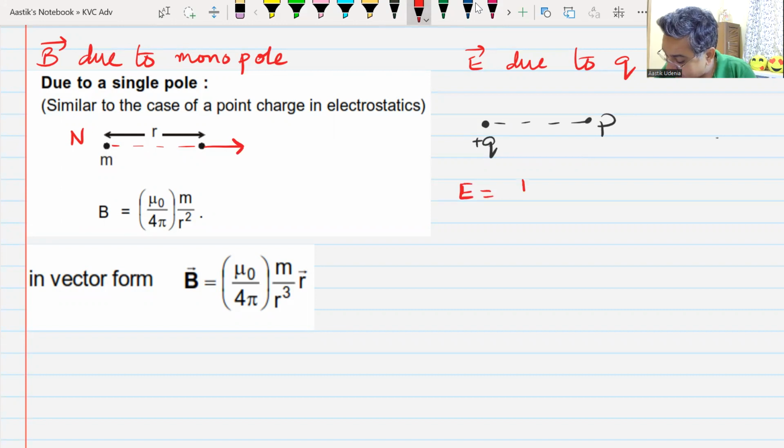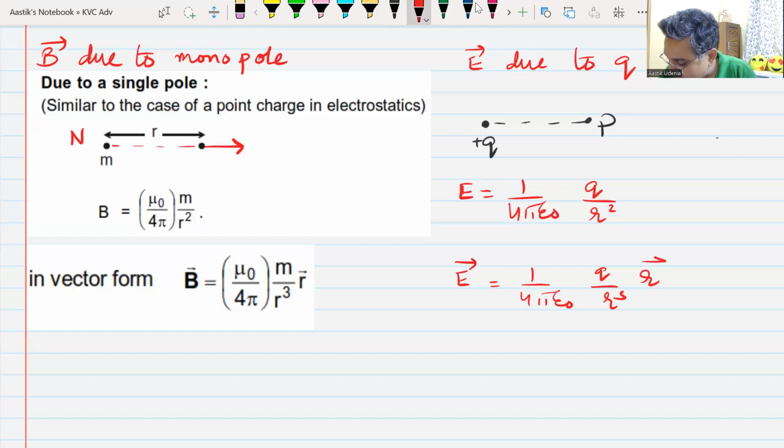Electric field E will be 1 by 4 pi epsilon naught Q by R square. Do we understand this? Electric field in the vector form can be written as 1 by 4 pi epsilon naught Q by R cube multiplied by R vector. Do we remember this, everyone? Yes, sir. If the pole is the north pole, it will be going away. If the pole is the south pole, it will be coming towards. If the charge is a positive charge, it will be going away. If the charge is negative charge, it will be coming towards. Do we understand this? Yes or no? Understood, sir. I'll give you 2 minutes to note it down.